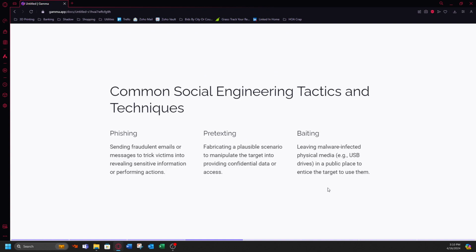Common social engineering tactics and techniques: phishing, pretexting, and baiting. I'm going to do an entire episode on phishing and spoofing because I think they're very closely related. But phishing, as far as this goes, is defined as sending fraudulent emails or messages to trick victims into revealing sensitive information or performing actions.